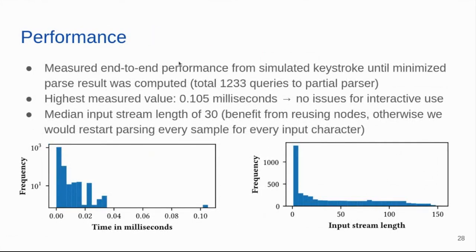Taking that same experiment, we also analyzed the performance of our system. In particular, every time we simulated a keystroke, up until the point where the minimized result set was available, we took the time, which amounted to a total of 1,233 queries to our partial parser. The highest measured value of response time was 0.1 milliseconds, so well below what interactivity requires, since this only happens on every keystroke on top of this. So that should not be an issue.